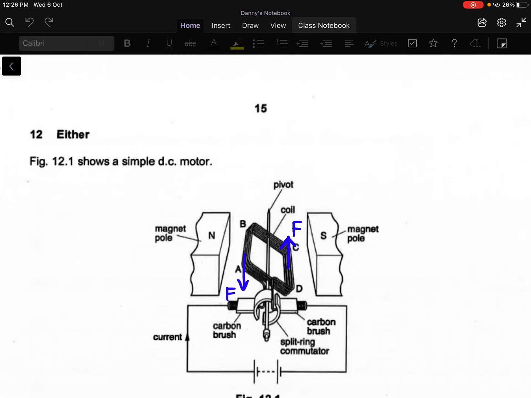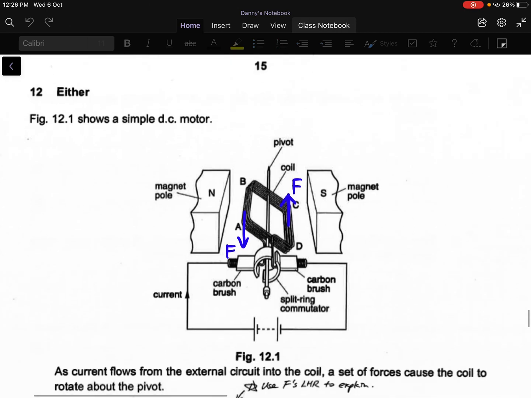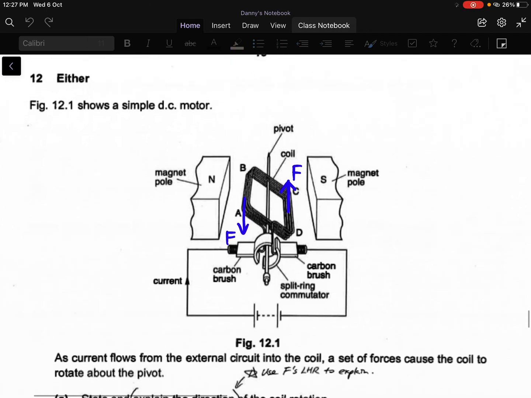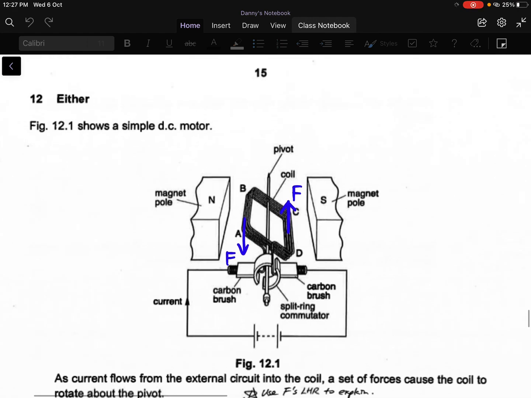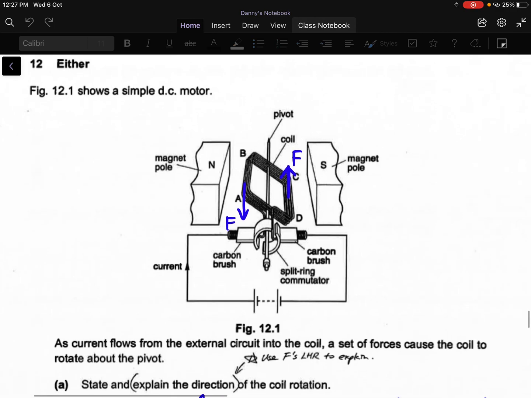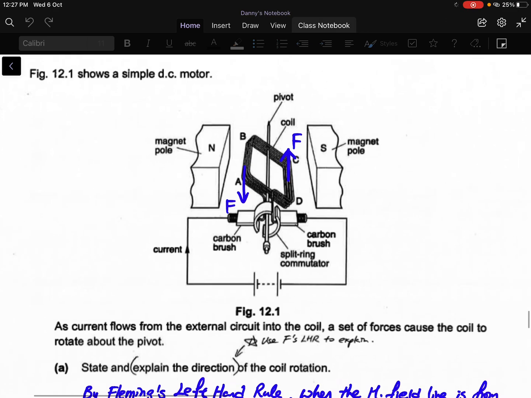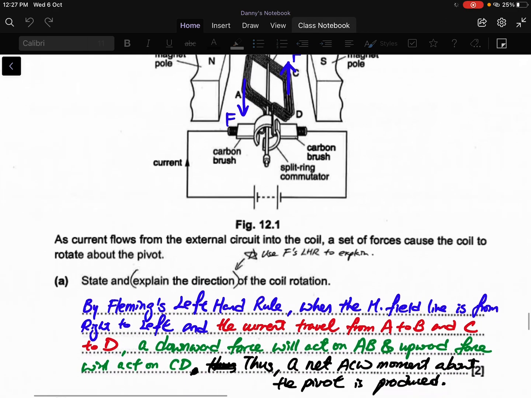Okay, so we are at the, I hope, second last or last video. We are at the PHS Pure Physics 2021 paper. So this is the either question at the end, and it is your typical DC motor. I think PHS had the prelim earlier, so this question is relatively straightforward, I would say.